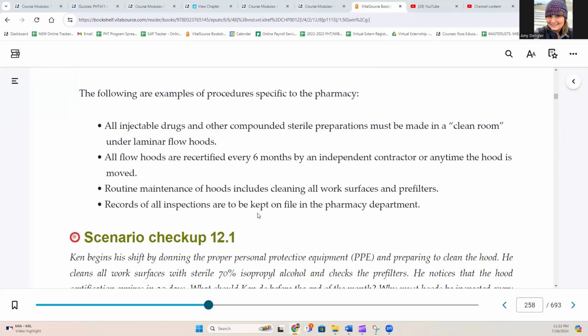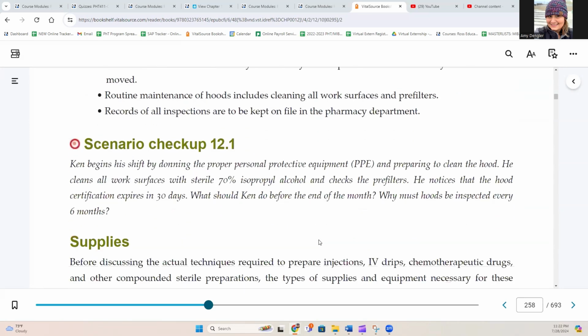And the following are examples of procedures specific to the pharmacy. All injectable drugs and other compounded sterile preparations must be made in a clean room under laminar flow hoods. All flow hoods are recertified every 6 months by an independent contractor or any time the hood is moved. Routine maintenance of hoods includes cleaning all surfaces and pre-filters. Records of all inspections are to be kept on file in the pharmacy department.